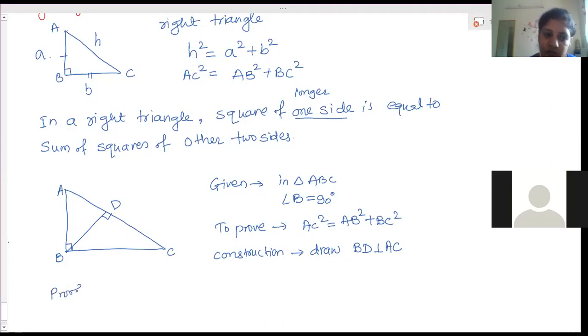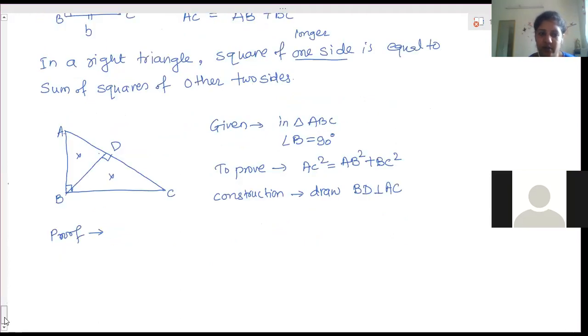Now in the proving part, first we have to prove this upper triangle ABD similar to the full triangle ABC. Then we have to take the ratio of those sides. Secondly, we take the BDC triangle, the second part, and prove it similar to the full triangle ABC. Then we take the proportions of sides and simplify that. So I'll show you one by one.